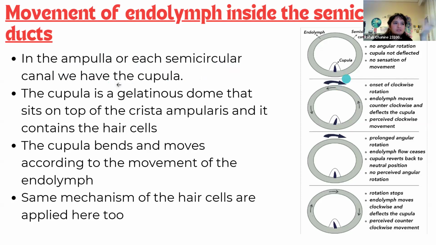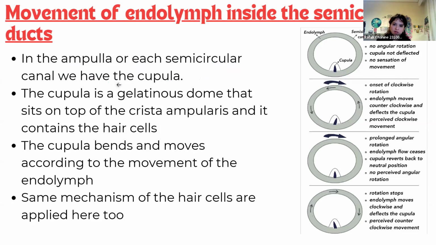The cupula is a gelatinous dome that sits on top of the crista ampullaris. The crista ampullaris is basically the collection of hair cells that we have in the semicircular canals. We call the collection of hair cells in the utricle and the saccule a macula. We're going to call the collection of hair cells in the semicircular canals the crista ampullaris.